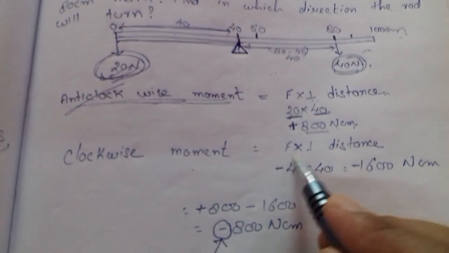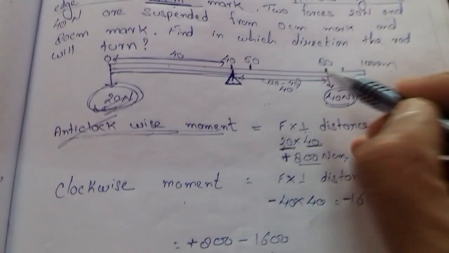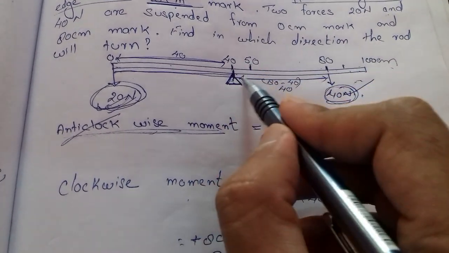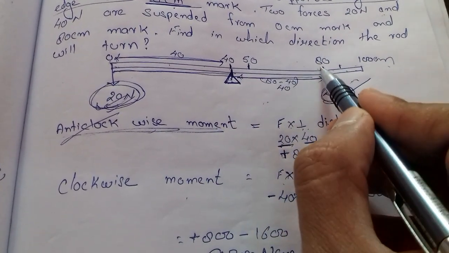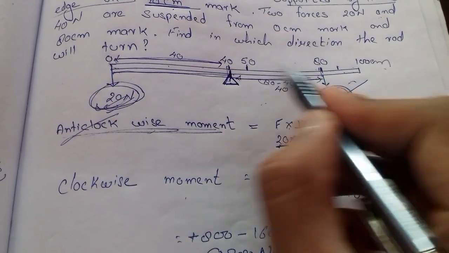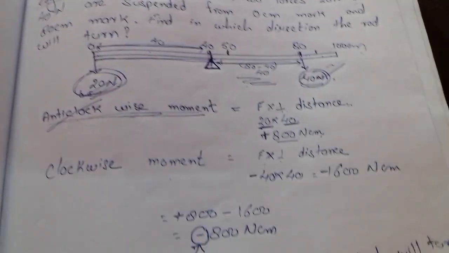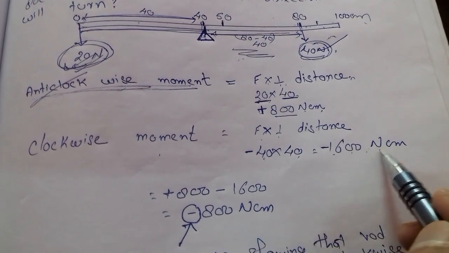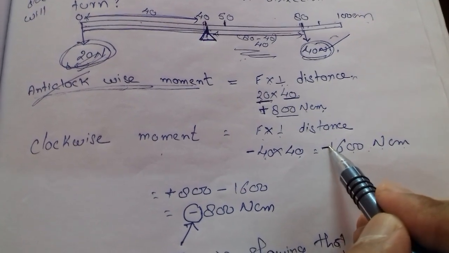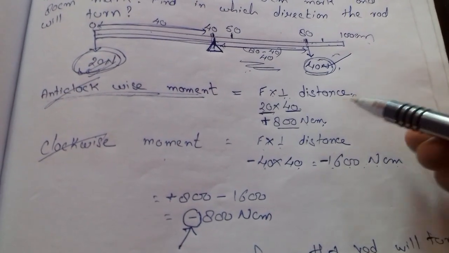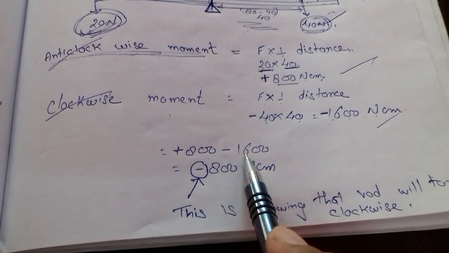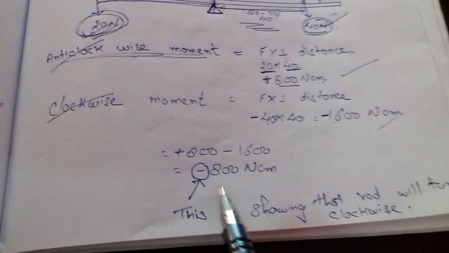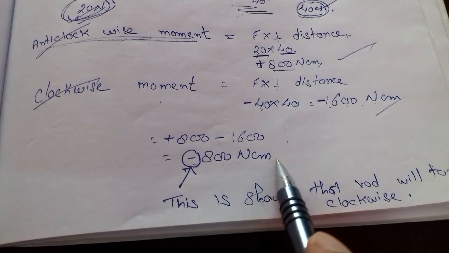Clockwise moment: force into perpendicular distance. Force is 40, and the distance is also 40; this is 80 and this is 40, so the distance between these two points is 40 centimeter. So 40 into 40 will be 1600 Newton centimeter. The sign is negative because it is a clockwise moment. Now take out the algebraic sum of these two moments. Plus 800 minus 1600, the algebraic sum will be equal to minus 800 Newton centimeter.